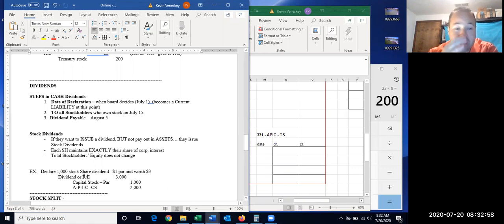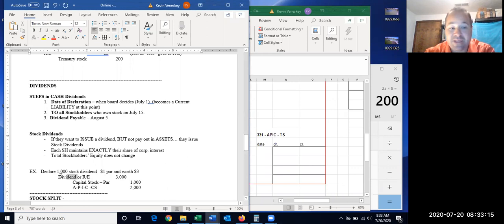We declare a $1,000 stock dividend, and the common stock is $1 par, and it's worth $3 a piece. So what I would do is, here is how I would journalize this.